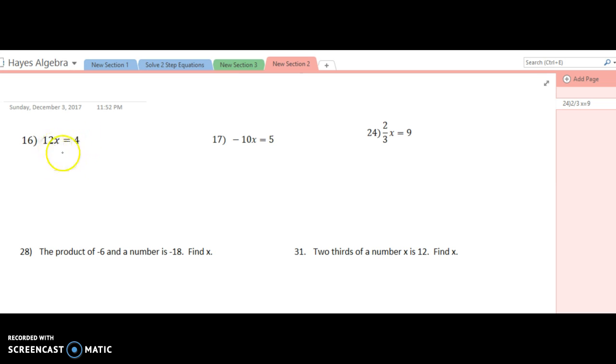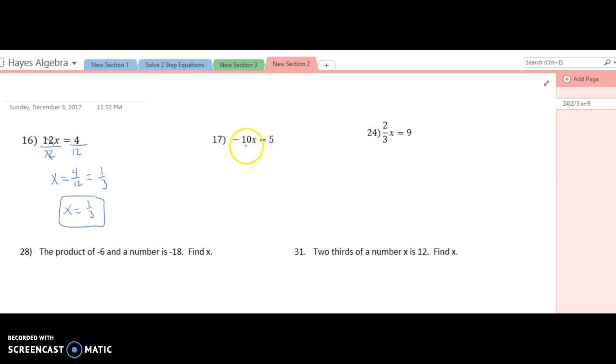For number 16, it's a little unique because you would assume we divide by 4, but that's the trick. What am I trying to get by itself? X. What do I have to get rid of? 12. What is 12 linked to x by? Multiplication. How do we undo multiplication? Division. So I'm going to go ahead and divide by 12. Then I'm going to divide this by 12. And I get x equals 4 over 12. Now I can just go ahead and reduce that fraction. Okay, so x would be equal to 1/3. This is an important reason why we need to show our steps.